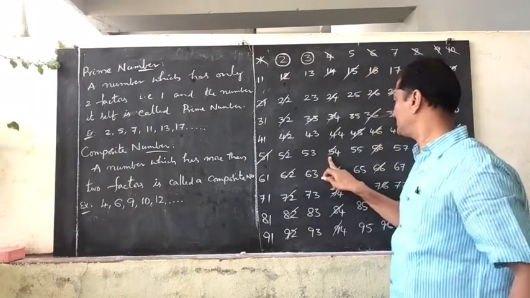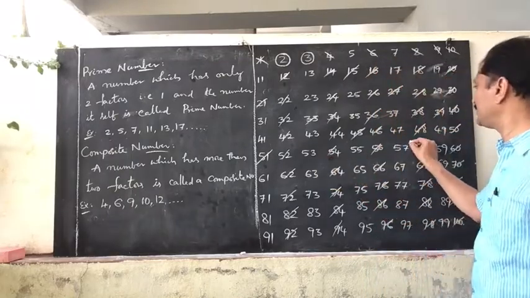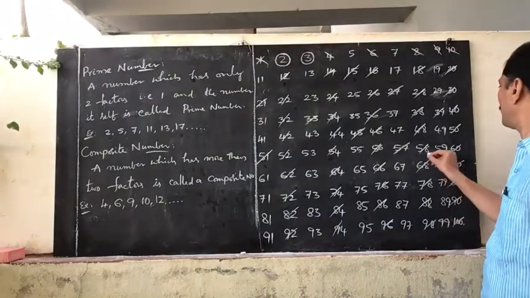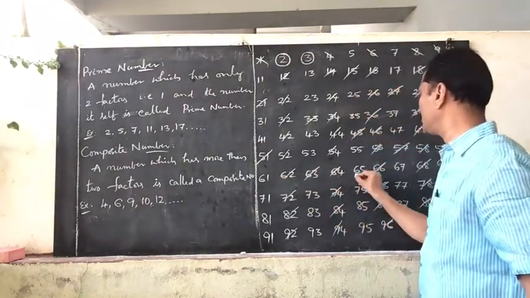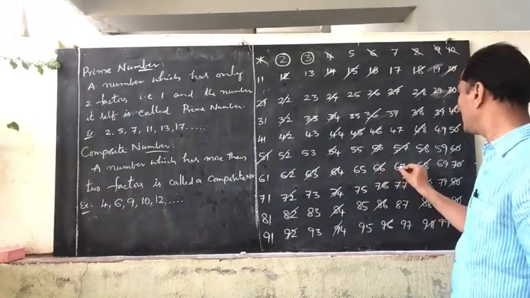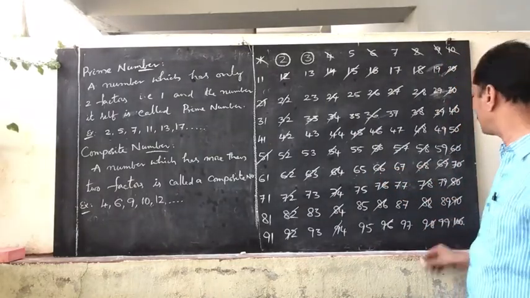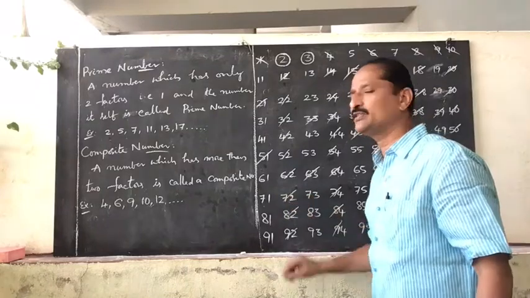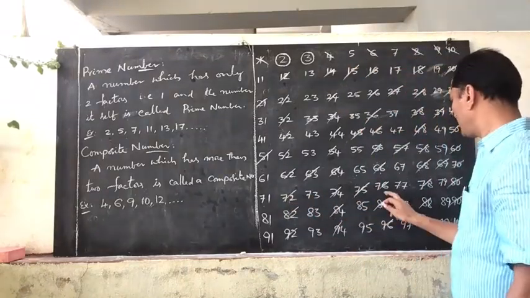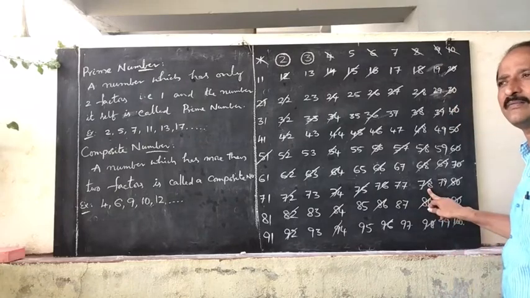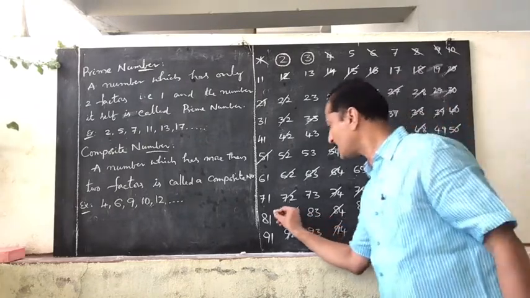The third factor is next. 57 is a composite number. 60 is a composite number. 63 is a composite number. 66, 69, 72, 75, 78, 81 are composite numbers.